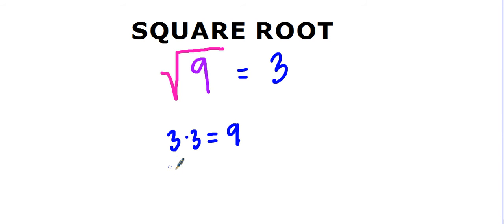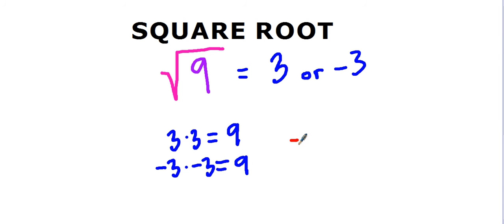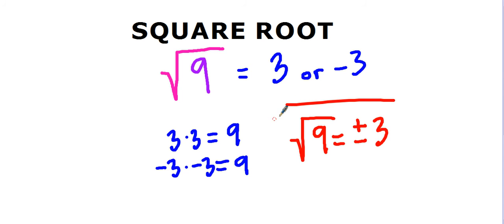Then I'm going to ask myself, is there any other number that I can multiply by itself to get 9? And if I go up, 4 times 4 is 16. That doesn't work. How about negatives? Negative 3 times negative 3 is also positive 9. So the square root of 9 would be 3 or negative 3. So an easier way to write it is, the square root of positive 9 is positive or negative 3.